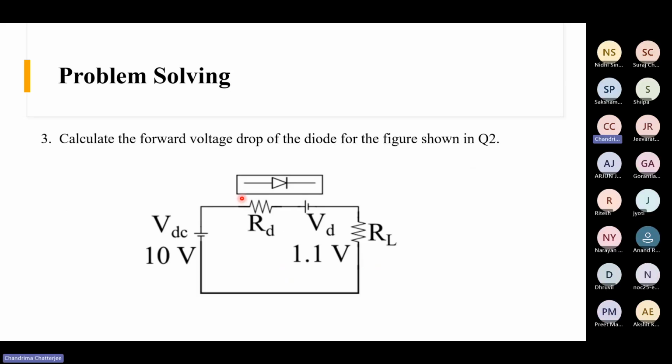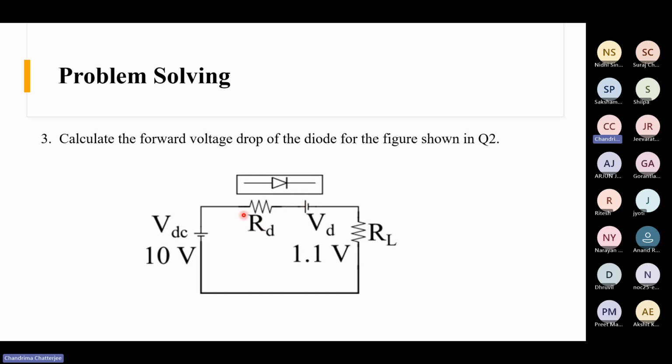So the next problem is to calculate the forward voltage drop of the diode for the figure shown in question 2. So the same figure, what we need to calculate is the forward voltage drop. So now don't get confused. This voltage is the cut-in voltage, right? This is a constant voltage. And what is meant by forward voltage drop? Forward voltage drop means the voltage drop across this whole diode. So these two in combination are the whole diode, right? So that's why it is given like this, RD and VD.